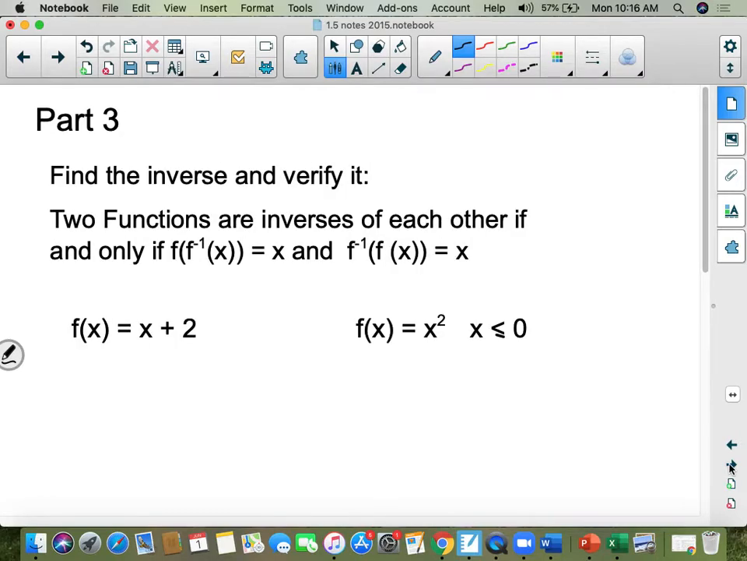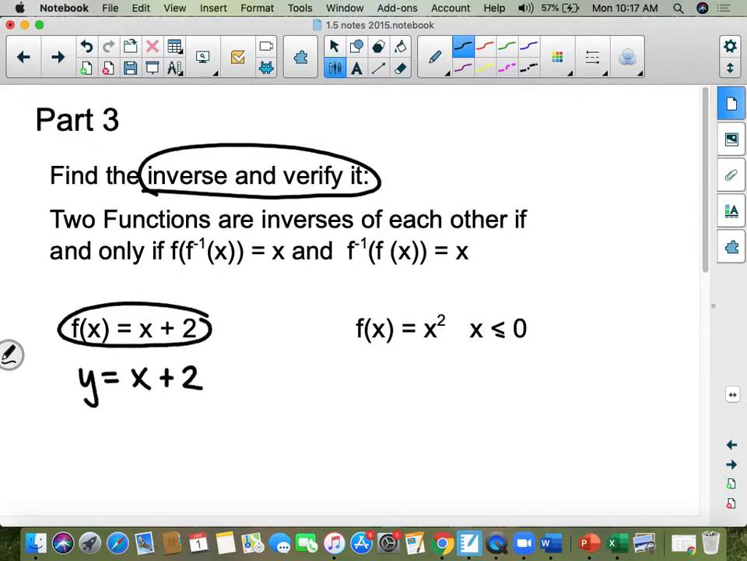Find the inverse and verify it. Two functions are inverses of each other if and only if, when you put one inside the other, it equals x. You do not have to do that. I'm just going to show you how to find the inverse. It's been a while since you found the inverse. I'm going to change the f of x to a y.